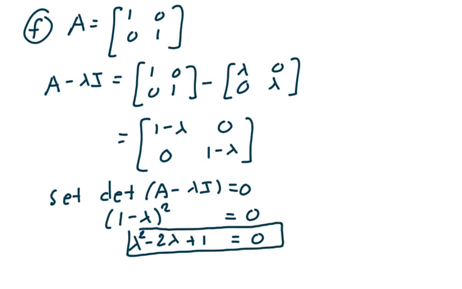So, okay. That's going to do it for this video for section 5.1. And we found the characteristic equation of a given matrix. Okay, thank you.